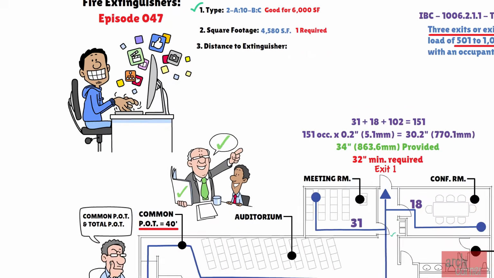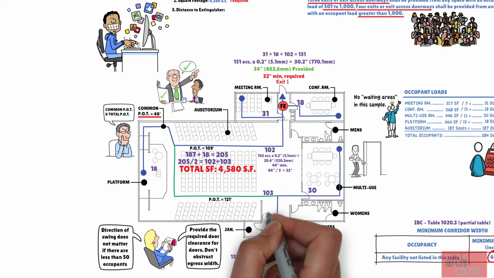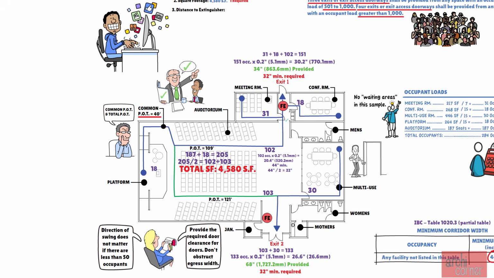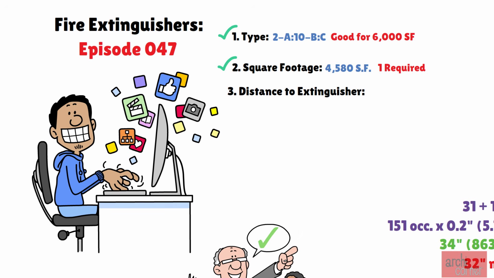However, since there are a large number of people, we will place 2 fire extinguishers, one near each exit. Remember, we can always exceed the minimum requirements. That takes care of item number 2.